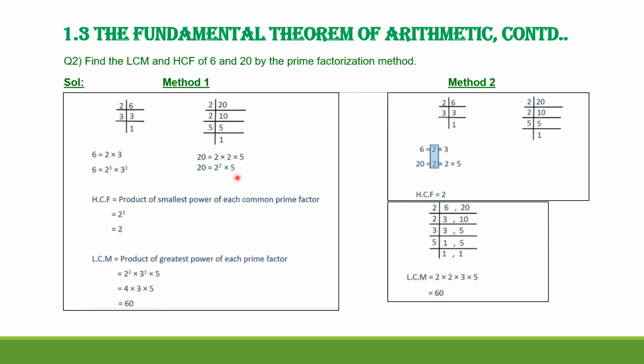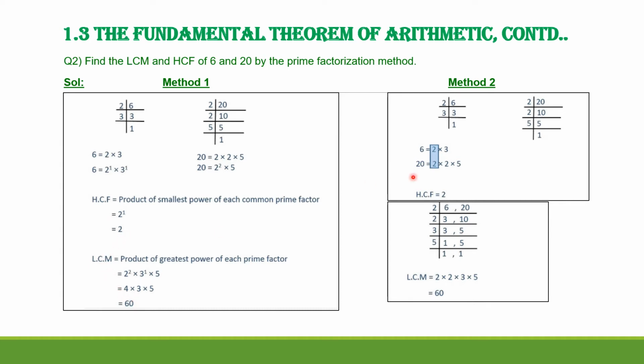And the common one is 5 power 1, so we will take 5 over here. So the LCM will become the product of the greatest power of each prime factor: 2 power 2, 3 power 1, into 5. It will become 4 into 3 into 5, which will become 60. So HCF is 2 and LCM is 60.